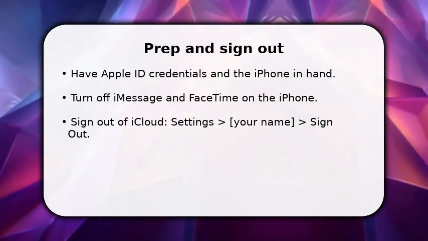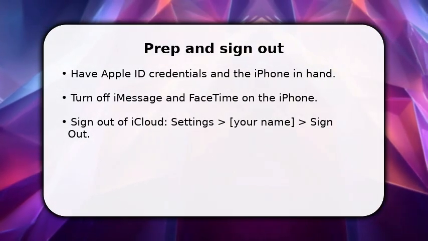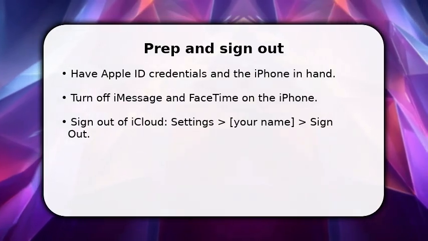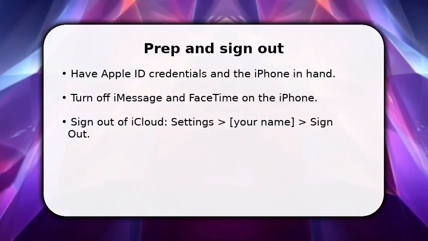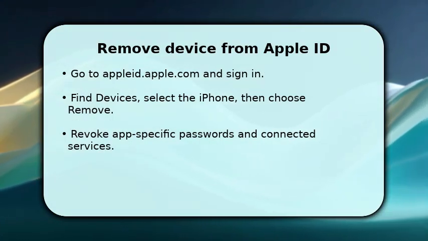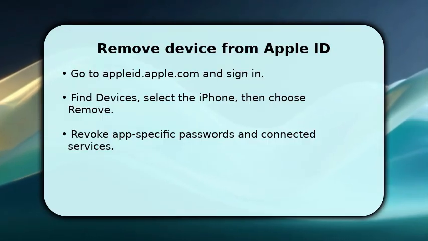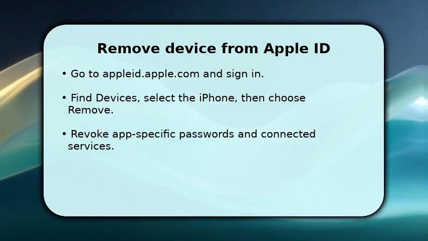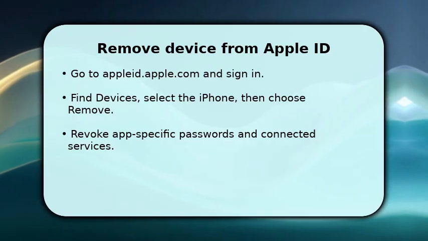If you can, remove the SIM and note the IMEI. These small steps prevent messaging and device links from persisting after you switch to Android. Once you've signed out locally, open appleid.apple.com and sign in to manage devices. Remove the iPhone entry to break the tie between hardware and account.